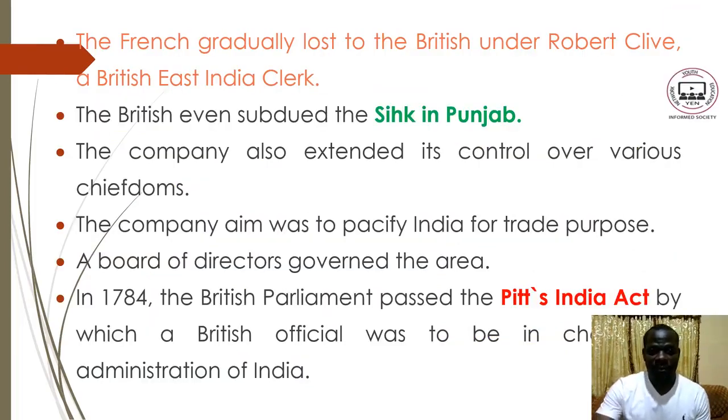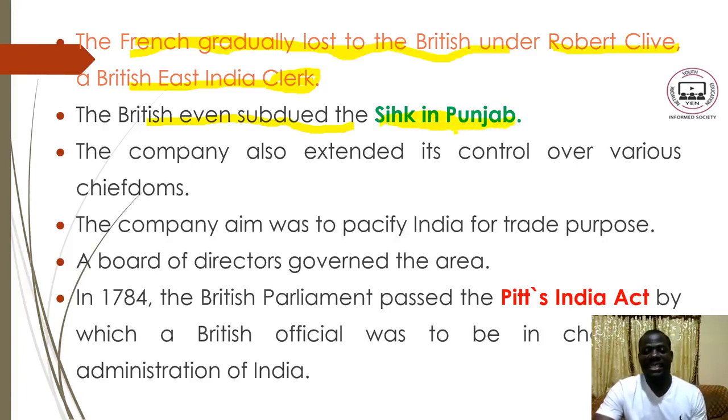So the French gradually lost control to the British, who were under Robert Clive. He was the clerk of the British East India Company, and he was leading that economic rivalry between the British and the French. The French, little by little, started to lose control of trade to the British. The British even subdued the silk trade in Punjab, in India. So the company, the British company, is what we are talking about here.